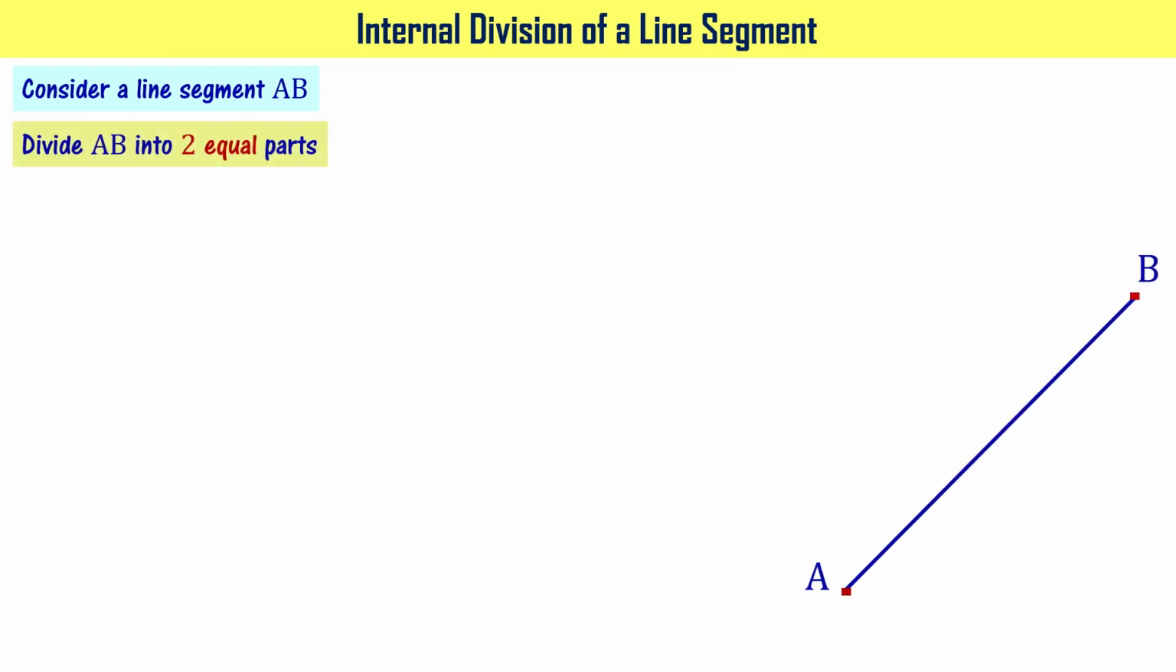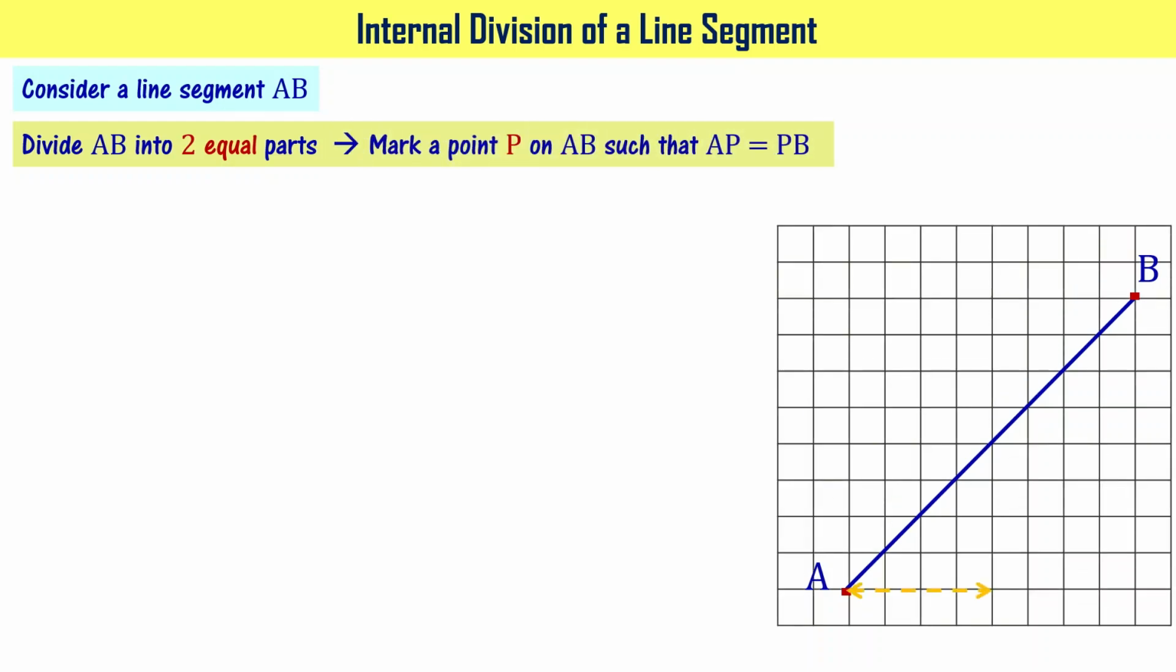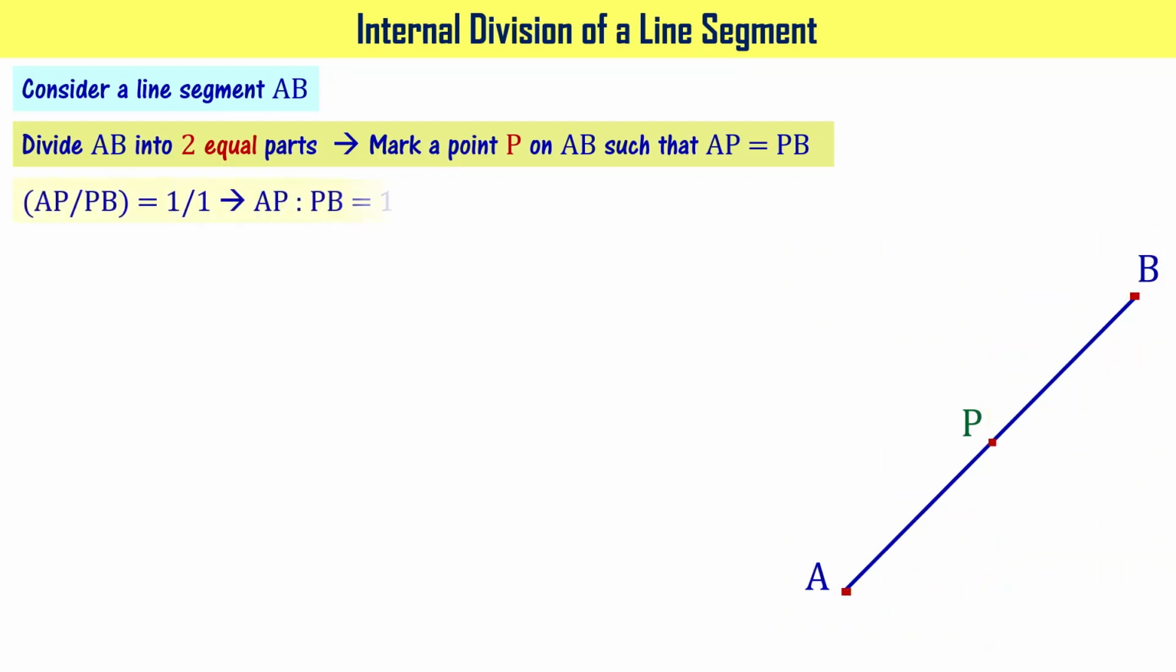Let us learn about section formula now. Let us consider a line segment AB as shown in the figure and divide AB into two equal parts. To do that, let me mark a point P on AB such that AP equal to PB. As you see here, AP is equal to PB. Since AP equal to PB, I can write it as AP by PB equal to 1 by 1 or AP is to PB equal to 1 is to 1.